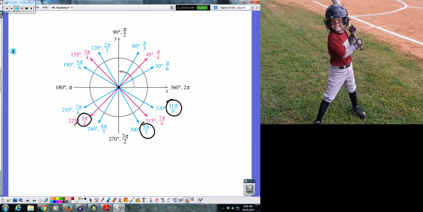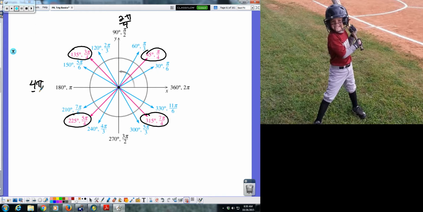One thing I do want to point out is notice that all your red angles, all your multiples of 45 are the pi over 4 angles. You have 1 pi over 4, 3 pi over 4, 5 pi over 4, and 7 pi over 4. What about 2 pi over 4? I believe 2 and 4 are reduced to a half, pi over 2, which is 90. 4 pi over 4, I believe the 4s are canceled, that's pi. Okay, so you see the relations, see the connections.